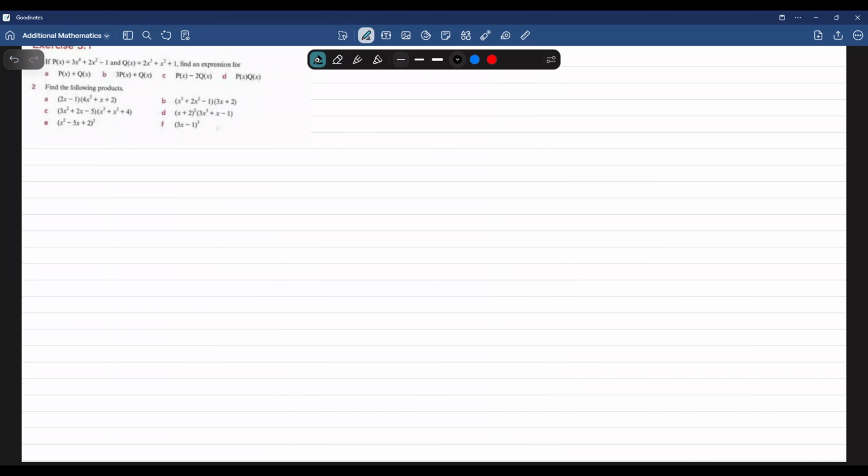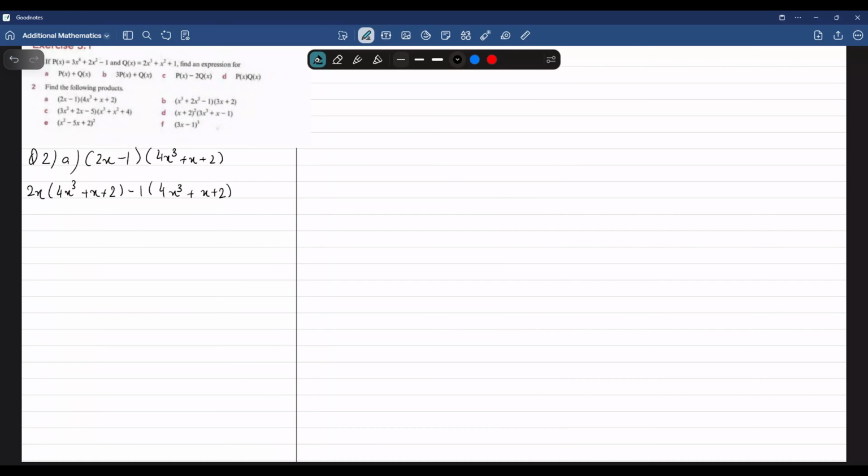So for question number 2, what we're going to do is first copy this down. 2x minus 1 multiplied by 4x cubed plus x plus 2. Again, both of these brackets do not have two terms in them, so we have to do the labor-intensive job of multiplying each of them individually. So 2x multiplied by 4x cubed plus x plus 2 minus 1 multiplied by 4x cubed plus x plus 2.